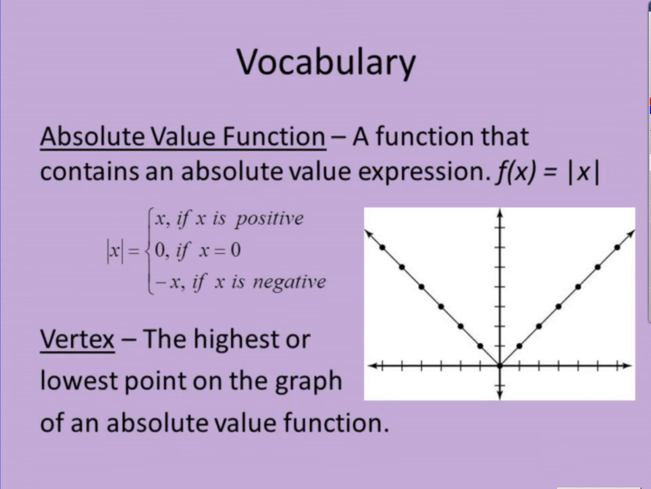The point where it starts, where it goes two different directions, is your vertex. That's either going to be the lowest point on your graph or the highest point on your graph. So just the absolute value of x on the right side will have a slope of 1. On the left side will have a slope of negative 1.